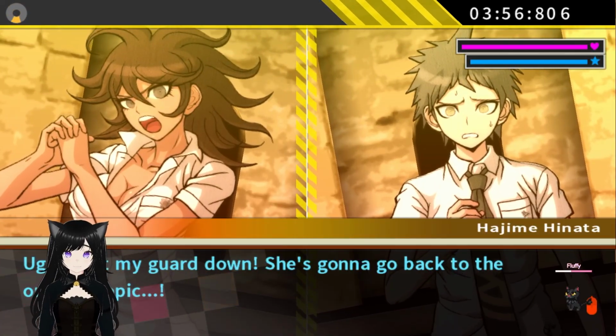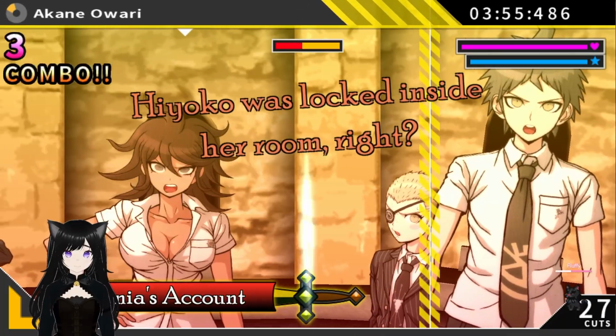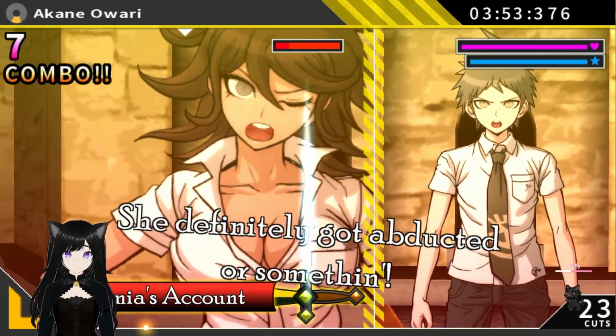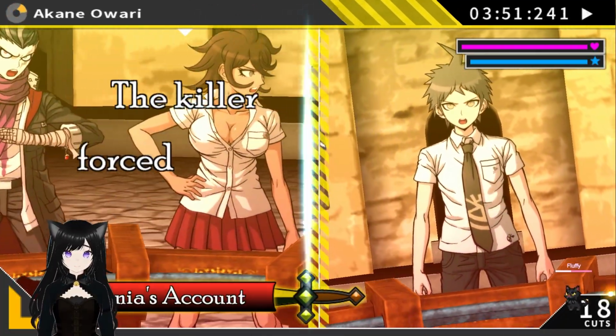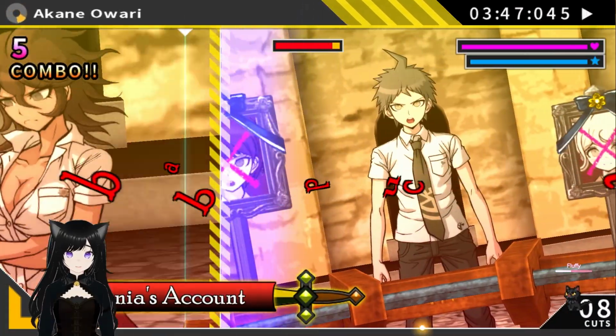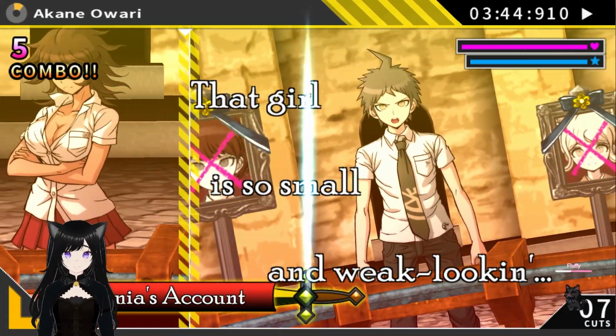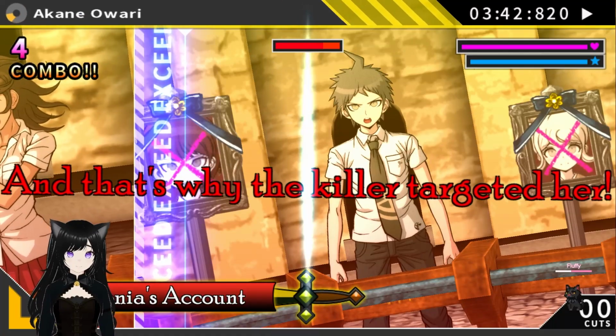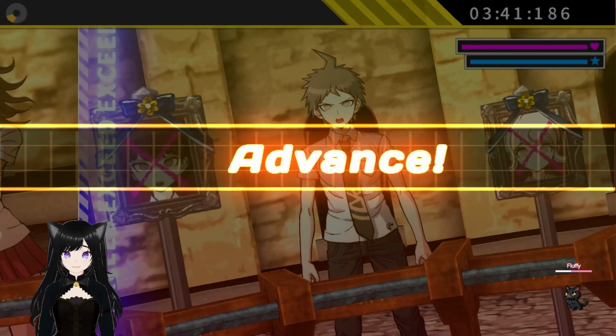Okay. She's gonna go back to the original topic. Hiyoko was locked inside her room, right? She definitely got abducted or something. The killer forced their way into Hyoko's room. We gotta be careful. We're almost out of cuts. The girl is so small and weak looking. And that's why the killer targeted her. Okay, we got that. Nice.